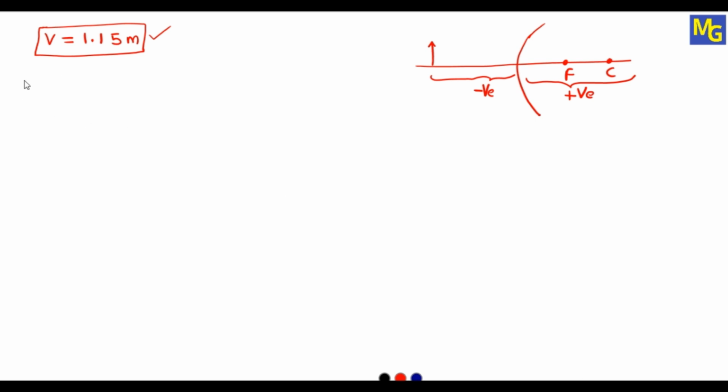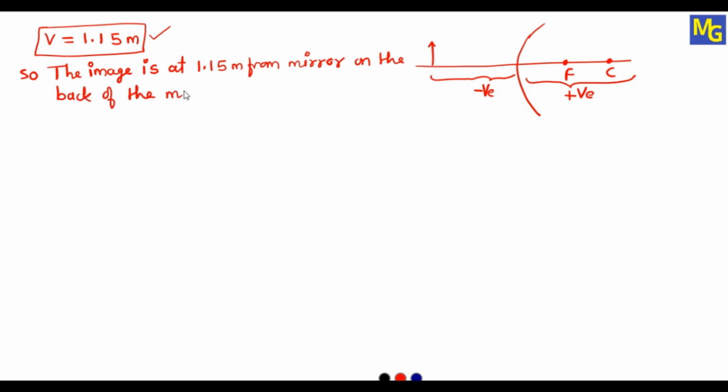So the image is at 1.15 meter from the mirror, on the back side of the mirror.